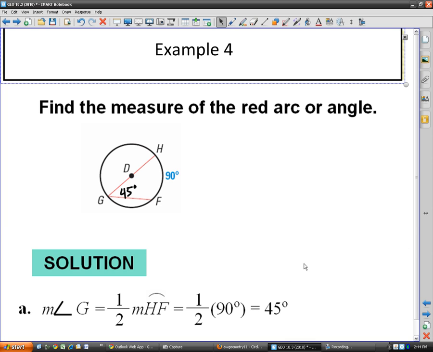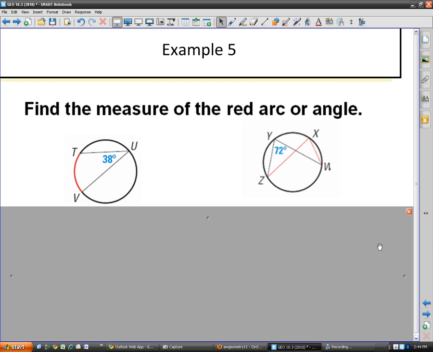Moving on to the next one, find the measure of the red arc or angle. Well, in this case, we're asked for an arc. And when we're asked for an arc, I know that TUV is an inscribed angle. So if I double that, I end up with the intercepted arc. And so the arc has to be 76 degrees.